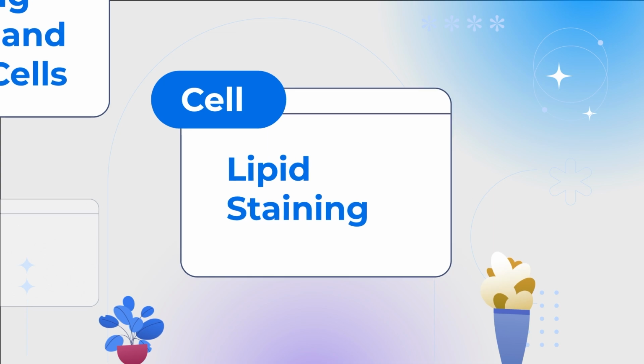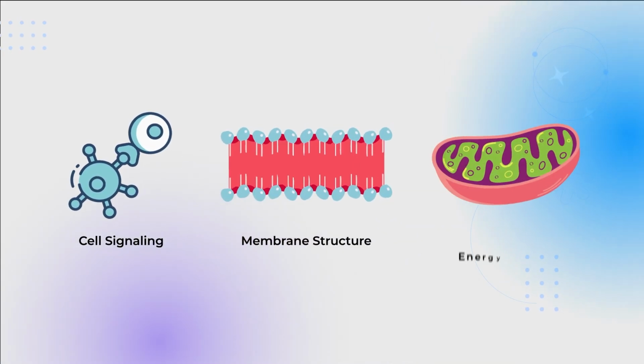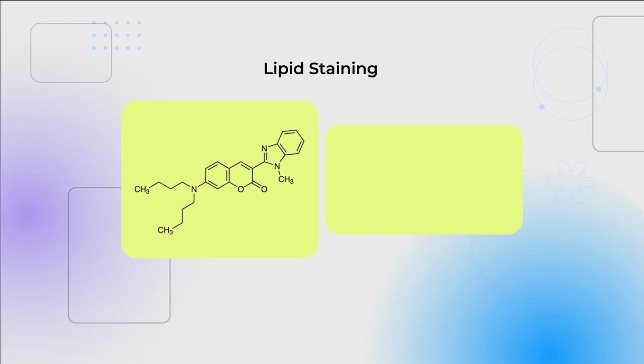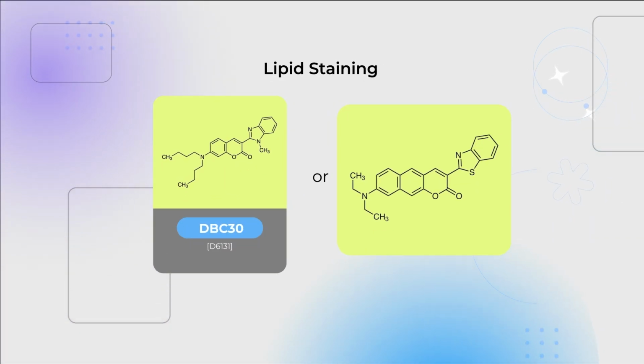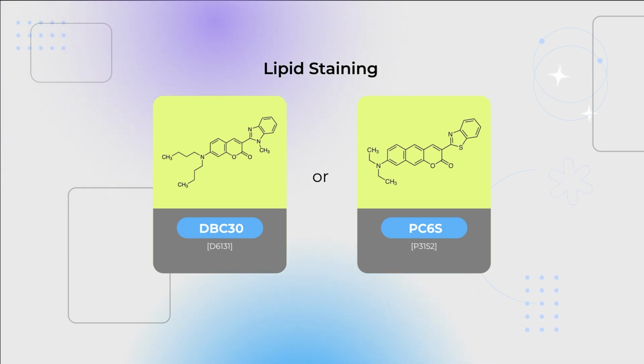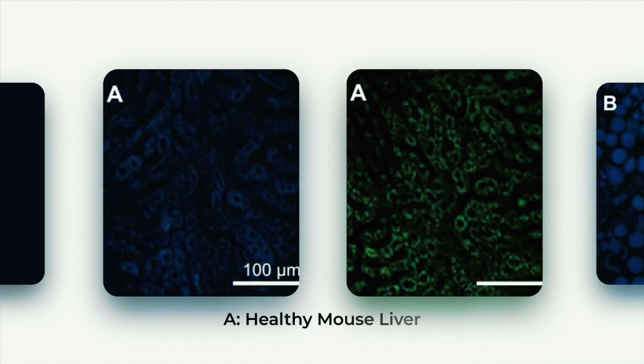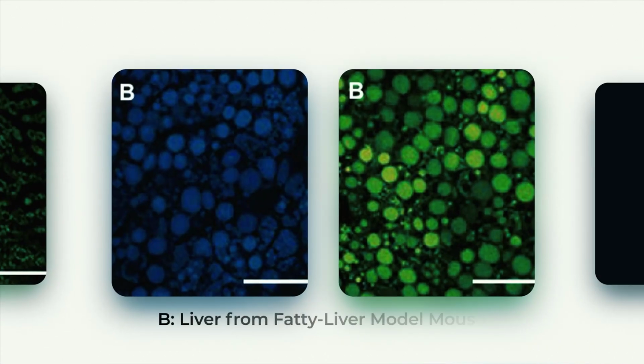Lipid staining. Lipids play key roles in cell signaling, membrane structure, and energy storage. Let's see the in vivo imaging of lipid droplets with DBC30 or PC6S. In this example, you can see the images of the surface of the mouse liver. A. Healthy mouse. B. Fatty liver model mouse.